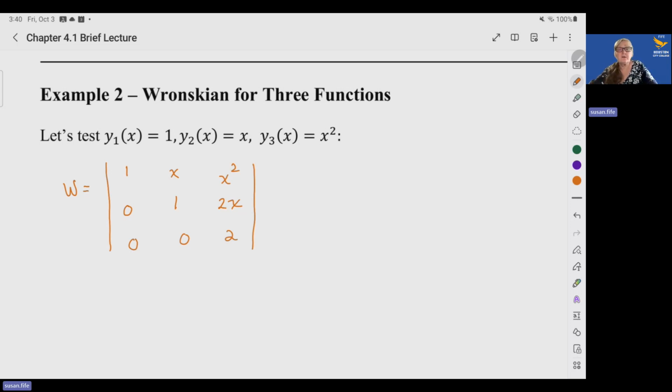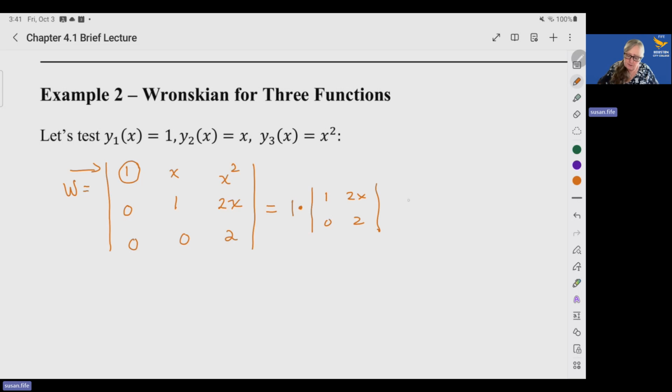There are a couple of ways to find determinants of a 3 by 3 matrix. I usually expand across a row or a column. I'm going to expand across this first row. When you use this expansion method, you start with each element in that first row. So I'm going to start with 1, and then multiply by the determinant that's left after removing that row and that column. So removing the first row and first column leaves me with those elements in the bottom right, 1, 2x, 0, and 2.